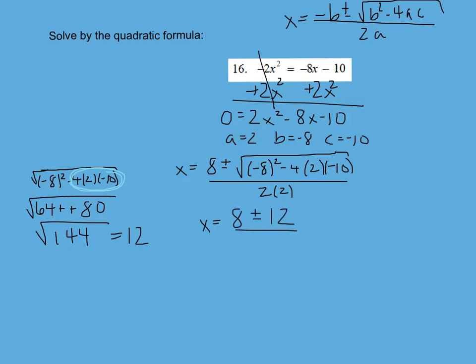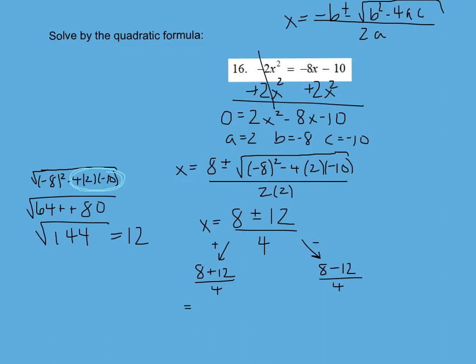Over 2 times 2 is 4. Now again, I have all numbers here. I can deal with these numbers, so I'm going to break it into 2 cases. My case where I add and my case where I subtract, which gives me 8 plus 12 over 4 and 8 minus 12 over 4.